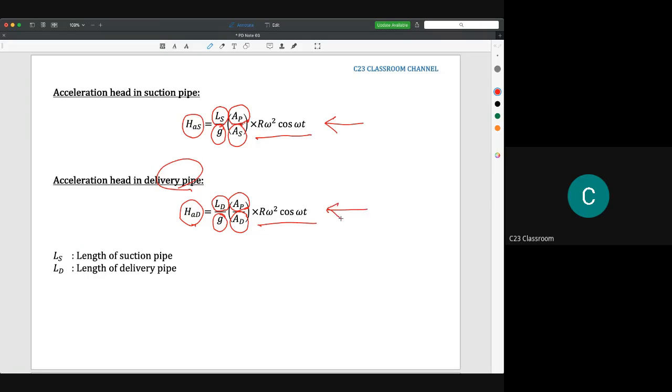In this topic, we are not going to derive each equation. So I hope you could remember these equations.